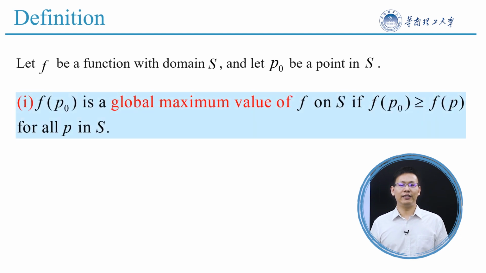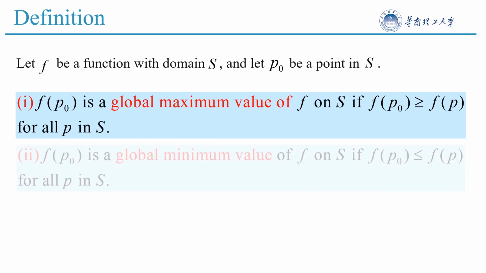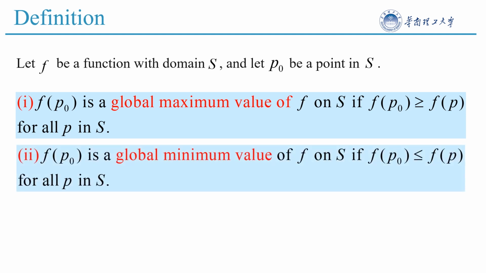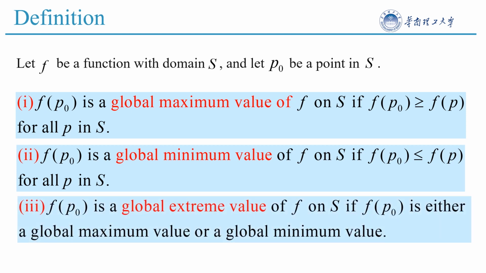If f(p0) is less than or equal to f(p) for all p in S, then f(p0) is a global maximum value of f on S. If f(p0) is larger than or equal to f(p) for all p in S, then f(p0) is a global minimum value of f on S. If f(p0) is either a global maximum value or global minimum value of f on S, then f(p0) is a global extreme value of f on S.